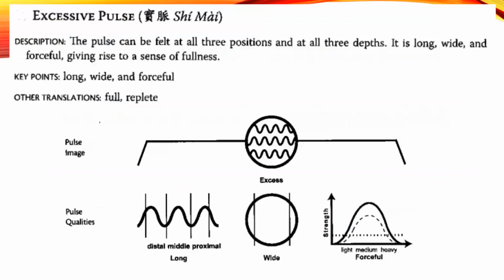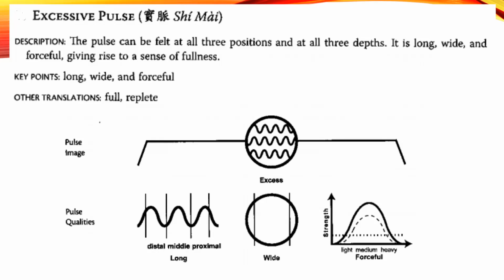Next is excessive pulse. The pulse can be felt at all three positions and at all three depths. It is long, wide, and forceful, giving rise to a sense of fullness. So ang key points po nito: long, wide, and forceful. Other translation po: full or replete, full and replete. Ayan po yung pulse image.